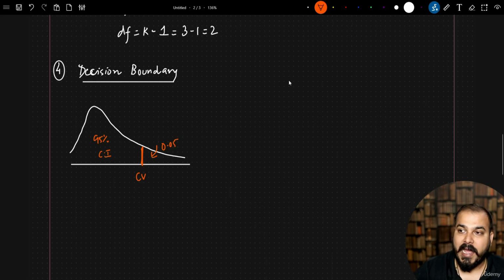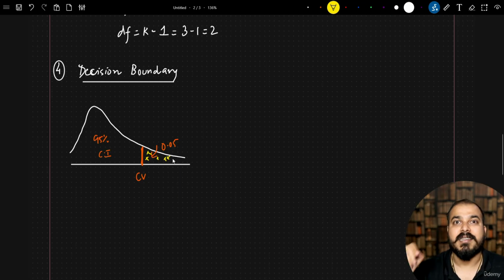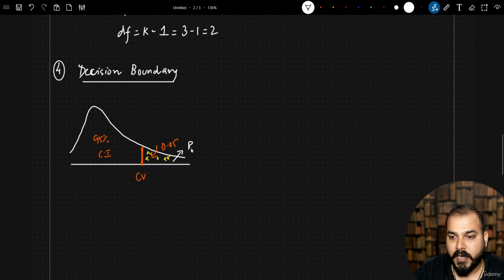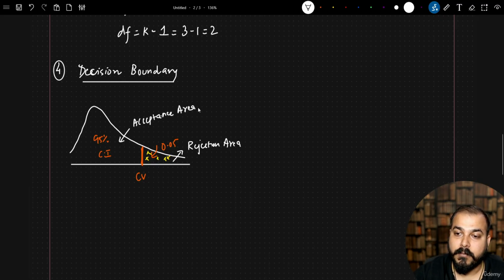So I have to find this critical value, and if my chi-square test statistic is greater than this critical value, then we reject the null hypothesis. If it is present in this particular area, then we accept the null hypothesis. So this part is basically called the rejection area, and this part is called the acceptance area, right?